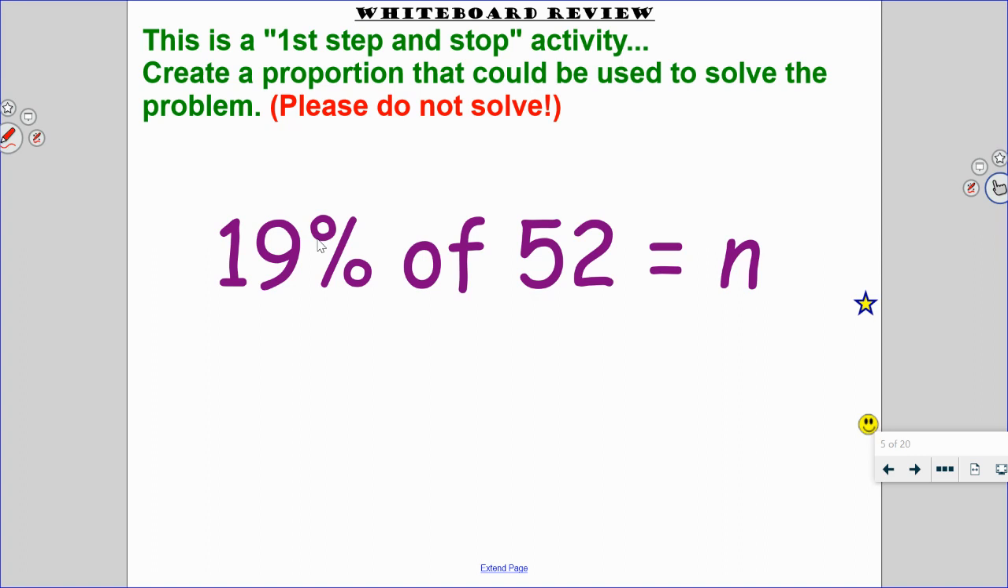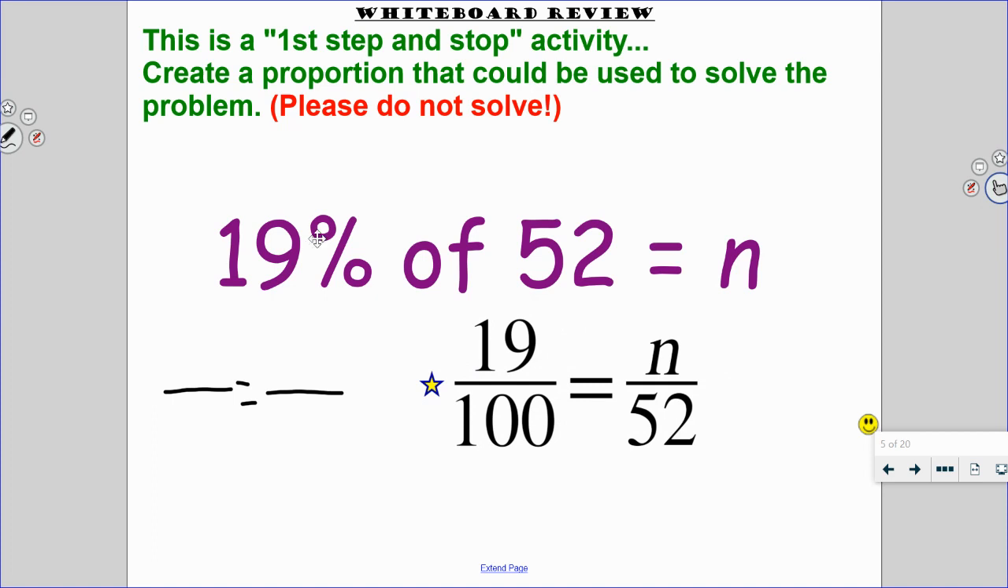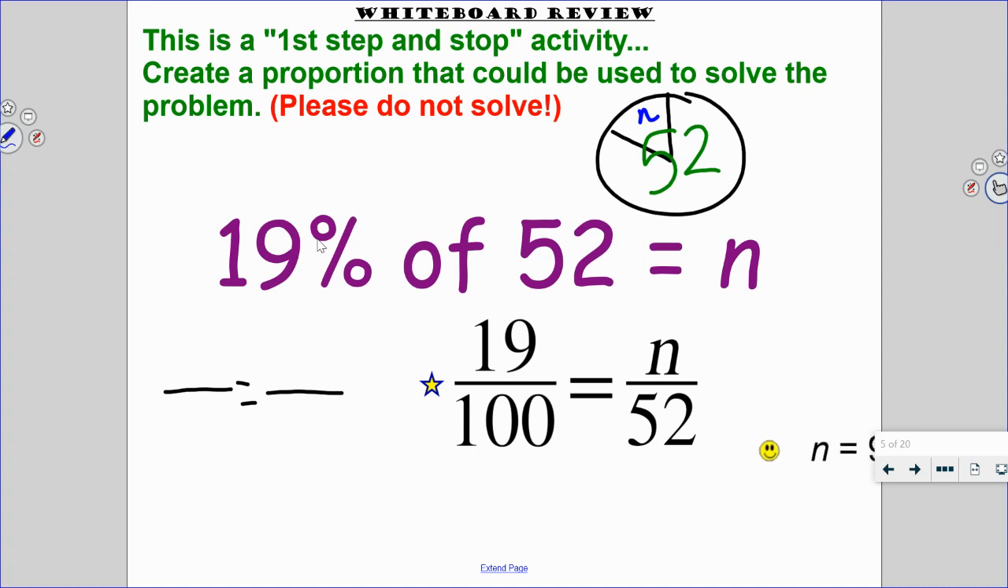So pause for a moment, go to your board, try to substitute in where would the 19 go, where would the 15 go, 52 go, where would the n go, pause, come on back when you're ready. So because the 19 is the percent, naturally that compares to 100 because 19% of something, well, that means that the entire thing is 52, and we want to find that part. Therefore, 19 compares to 100 and n compares to 52. Pause at this time if you really want to practice those solving skills. Come on back when you're ready and I'll show you the answer. Solving for this, it's exactly 9 and 88/100.